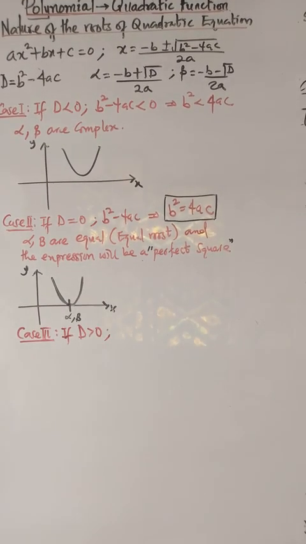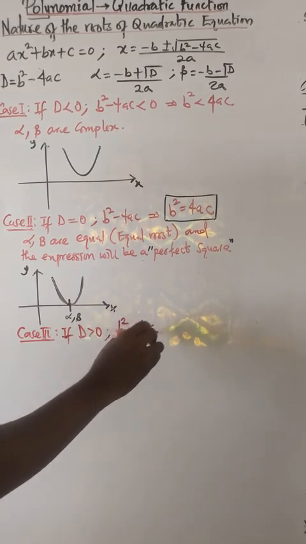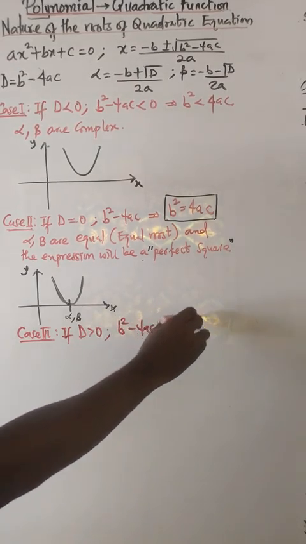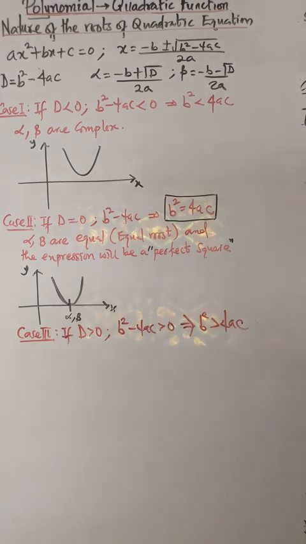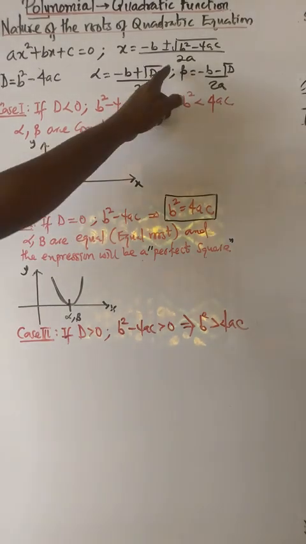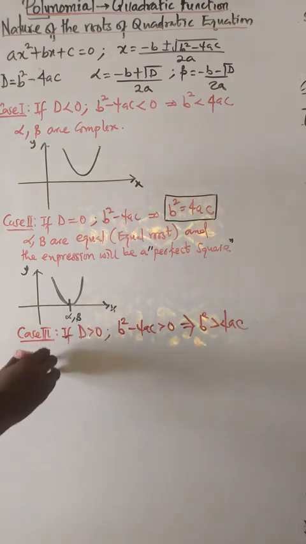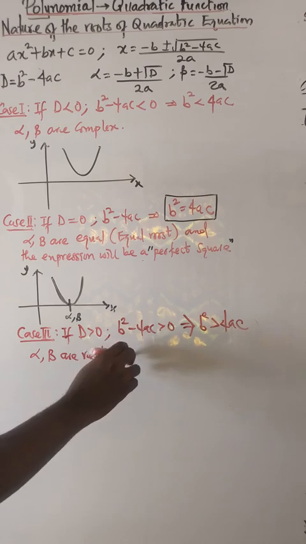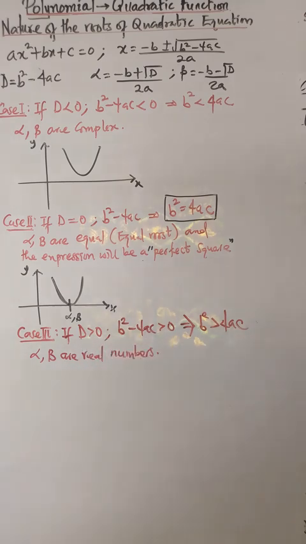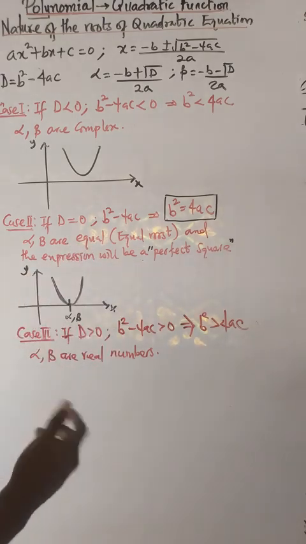If d is greater than 0, it means b squared minus 4ac will also be greater than 0, which implies that b squared is greater than 4ac. So it means d is positive. If d is positive, the roots of positive numbers are called real numbers. It means the roots alpha and beta are real numbers. Real numbers but not necessarily equal.